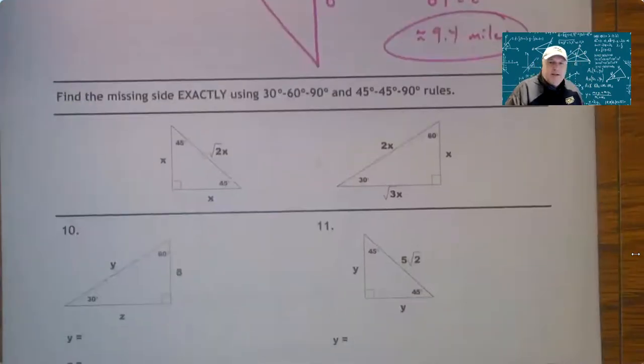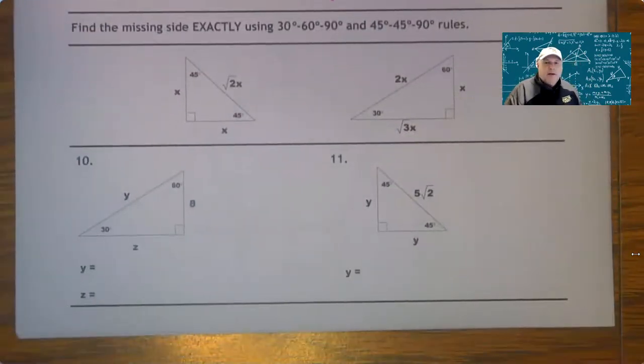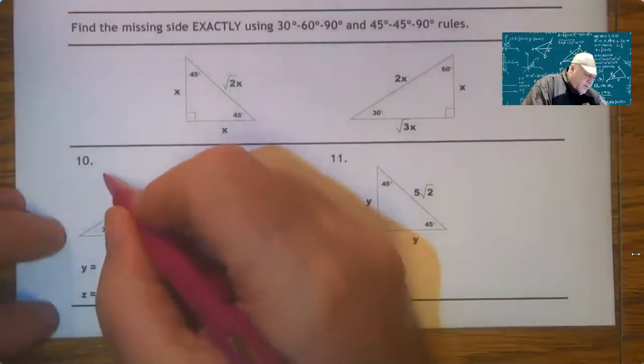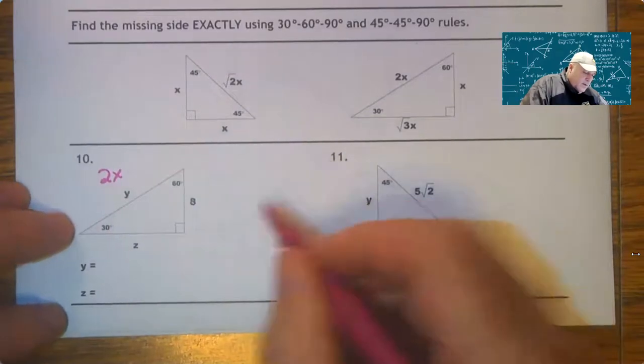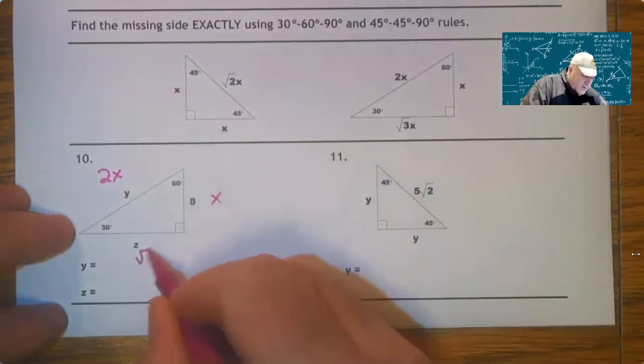All right, 30, 60, 90 rules to finish this out. So you just need to look at, so here we go. This is your 2x. This is your x, and this is your square root of 3x.